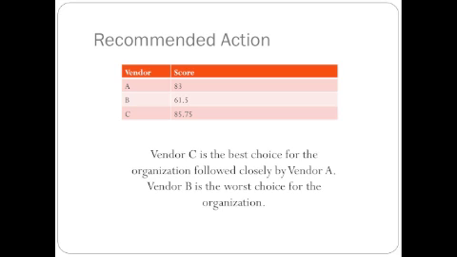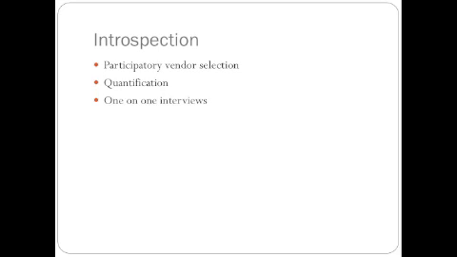This graph reveals the scores of all 3 of the vendors. Vendor C is the best choice for the organization with a score of 85.75, followed closely by Vendor A with a score of 83. Vendor B is the worst choice for the organization, as it scored lowest with 61.5 points.